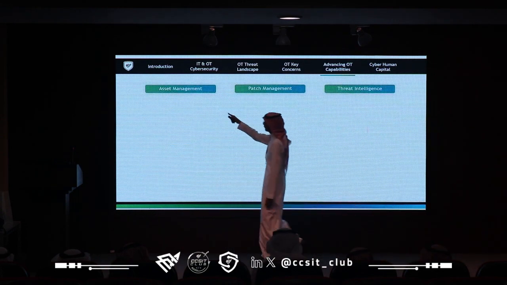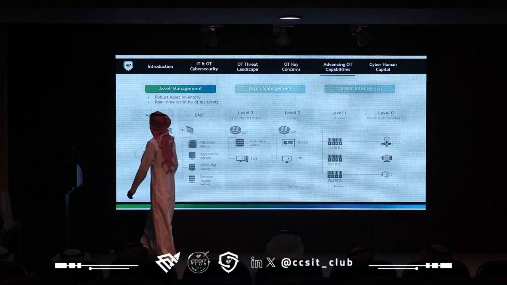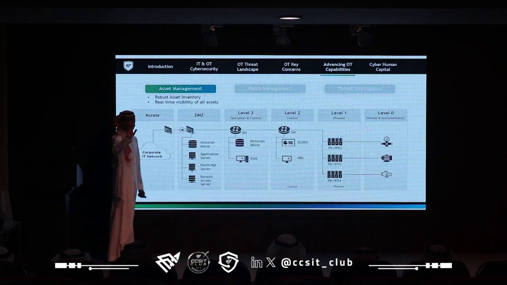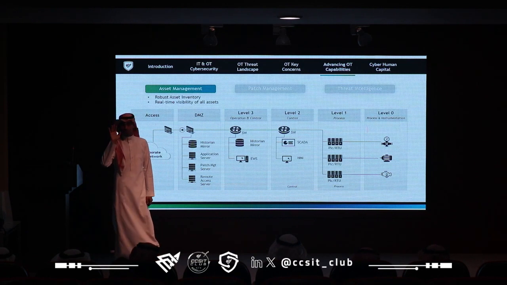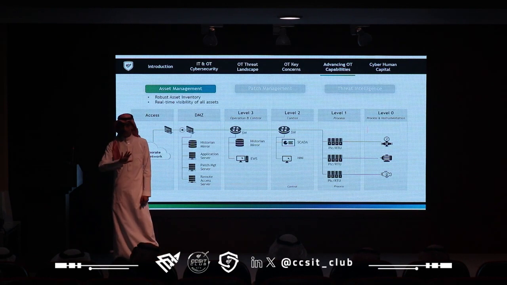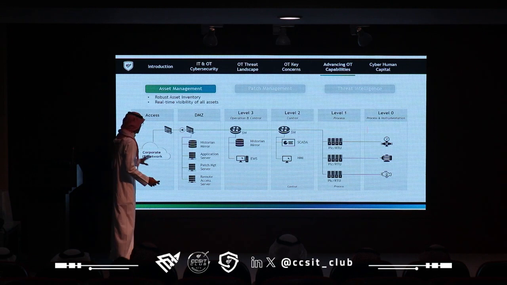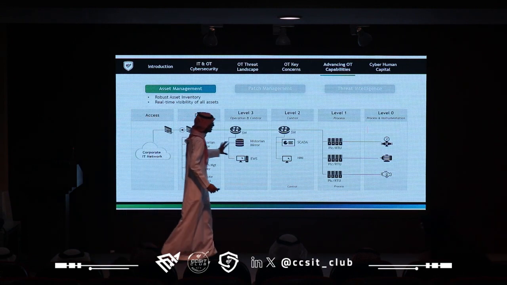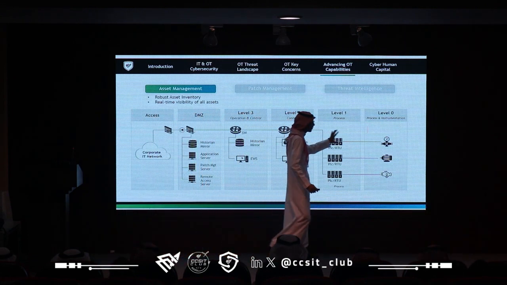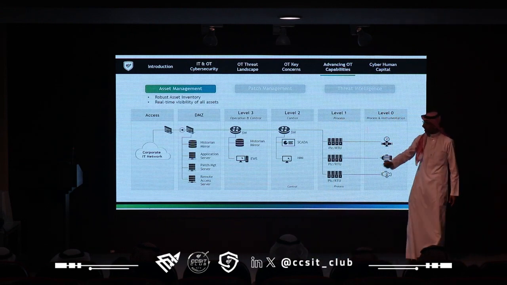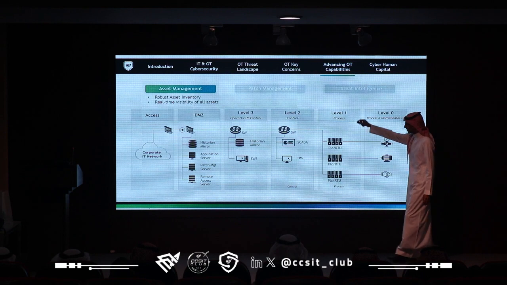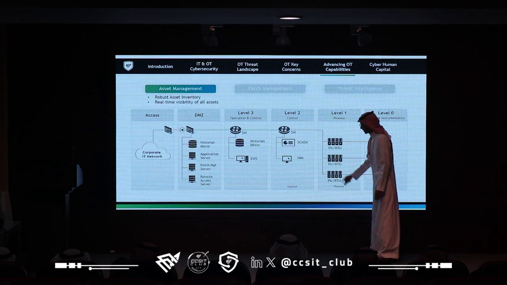Starting with the first one, which is the asset management. Our rule of thumb in cybersecurity, as we know, is that we cannot protect what we don't know. This slide depicts the complexity and density of components that we have within our OT environments, which my colleague Salim has explained every single component area.